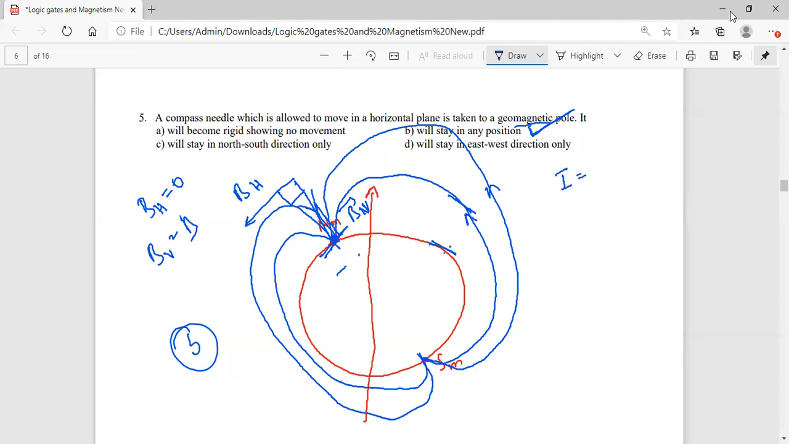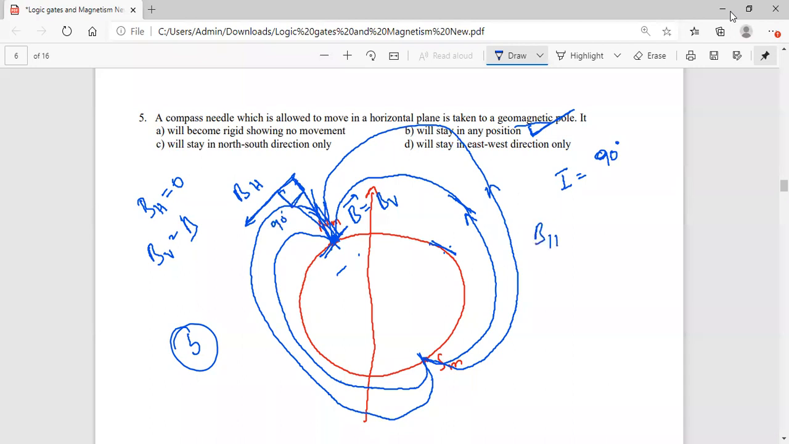Angle of inclination means the Earth's total magnetic field is perpendicular to the surface, and that is equal to BV. And BH is equal to B cos I. Here the angle of inclination is equal to 90 degrees, because the angle made by the Earth's total magnetic field with the horizontal, that is with the surface, is 90 degrees. Therefore the angle of inclination is equal to 90 degrees.